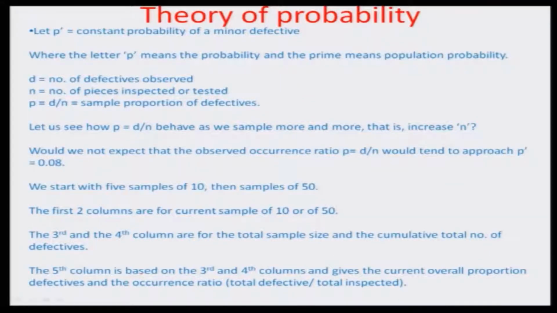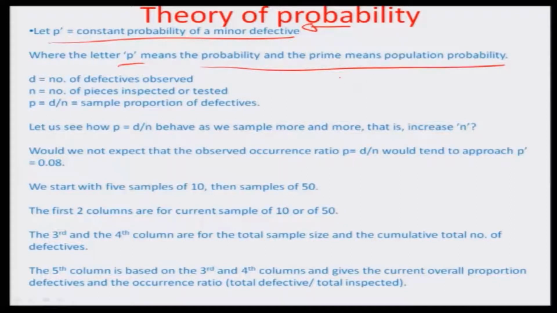So, let P' be the constant probability of a minor defective, where the letter P means the probability and the prime means the population probability. So, P' is the constant probability of a minor defective as regards the population. In terms of values, let us say D is the number of defectives observed and N is the number of pieces inspected or tested. So, P should be equal to D by N; this is the sample proportion of defectives.